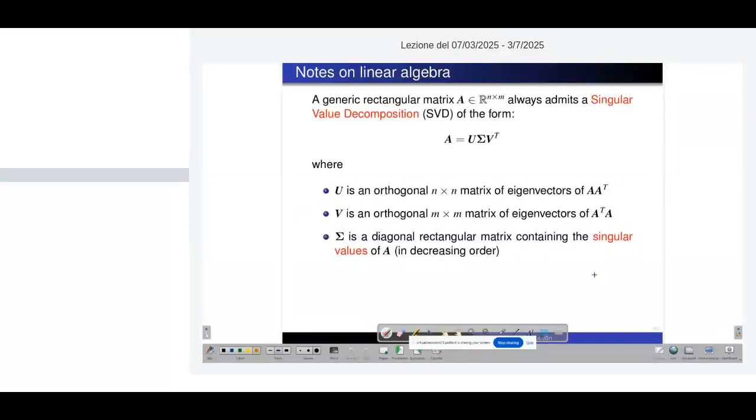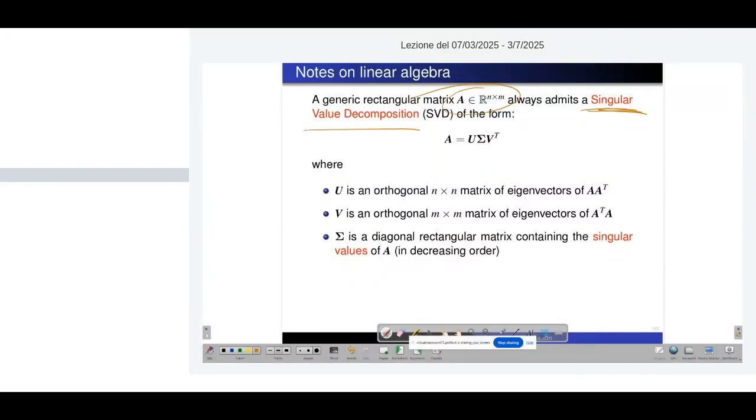For a general non-square matrix, we will use, I wouldn't say a generalization, but a different decomposition that is similar to the eigenvalue decomposition, in the sense that for a real symmetric matrix, the eigenvector decomposition corresponds to a singular value decomposition. But of course it does not apply if the matrix is not square, like in this case.